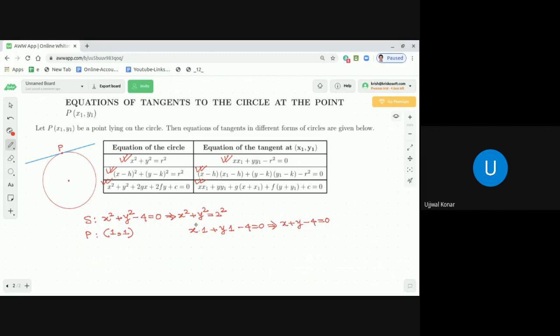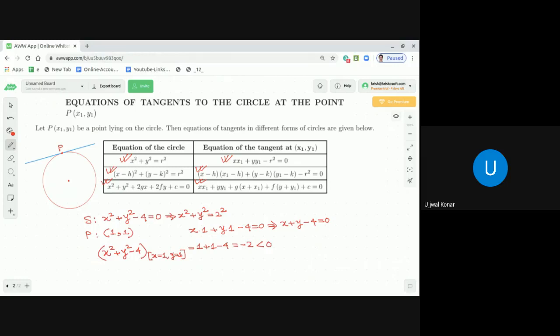Why? Because the point 1 comma 1 is not on the circle. It is actually inside the circle. How do we find out, dear students, whether it is inside or outside? We find the value of the expression x square plus y square minus 4 when x is equal to 1 and y is equal to 1. What value do we get? 1 square plus 1 square minus 4, that means 1 plus 1 minus 4, which is equal to minus 2, less than 0. That means the point 1 comma 1 is inside the circle.